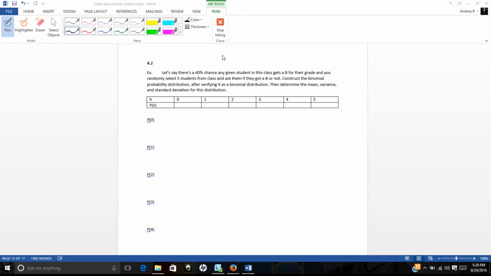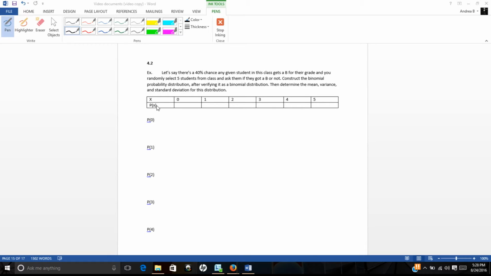So here for this particular one, again, it's just counting the number of successes. So the 0, 1, 2, 3, 4, and 5 here represents how many successes there are in this case of if they got a B or not. So a success in this case is that they got a B. A failure in this case is that they got something else, is how it's defined for this particular problem.